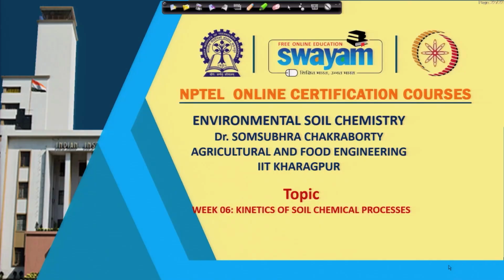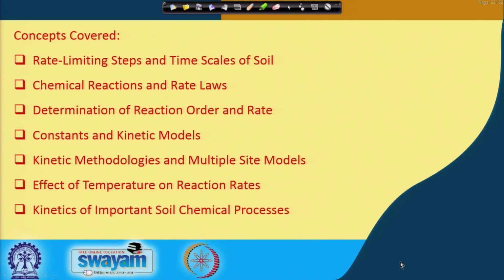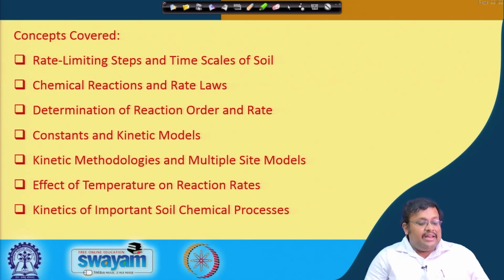So, it is imperative that you should learn and understand the kinetics of soil chemical processes if you want to efficiently use your knowledge of environmental soil chemistry. So, in this week we will be basically talking about these concepts. So, first of all we will be talking about rate limiting steps and time scales of soil, and then chemical reaction and rate laws. Then we will be talking about the determination of reaction order and rate.